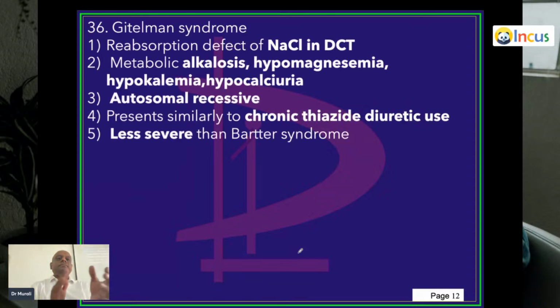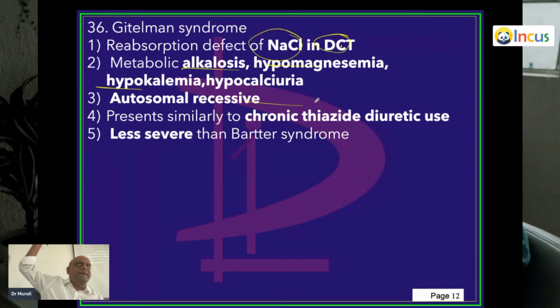Now, Gitelman is a defect in the NaCl co-transporter in the distal convoluted tubule. In Gitelman, you get alkalosis, hypomagnesemia, hypokalemia, hypocalciuria. Opposite. There, what you get?